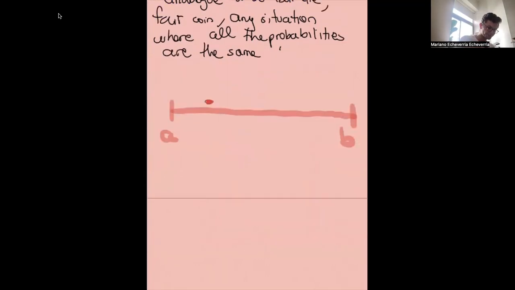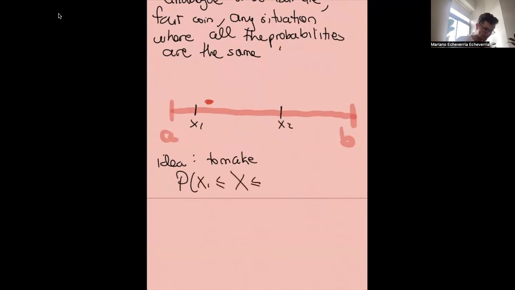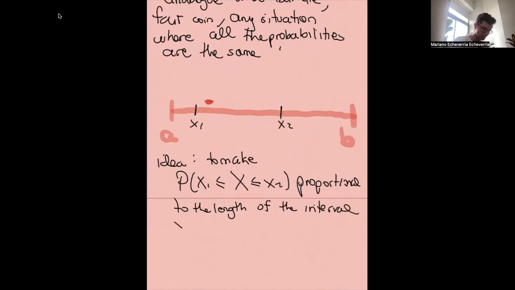Okay, so the idea of the uniform distribution is, let's say this is an interval x1 to x2, to make this probability proportional to the length of the interval, x2 minus x1.